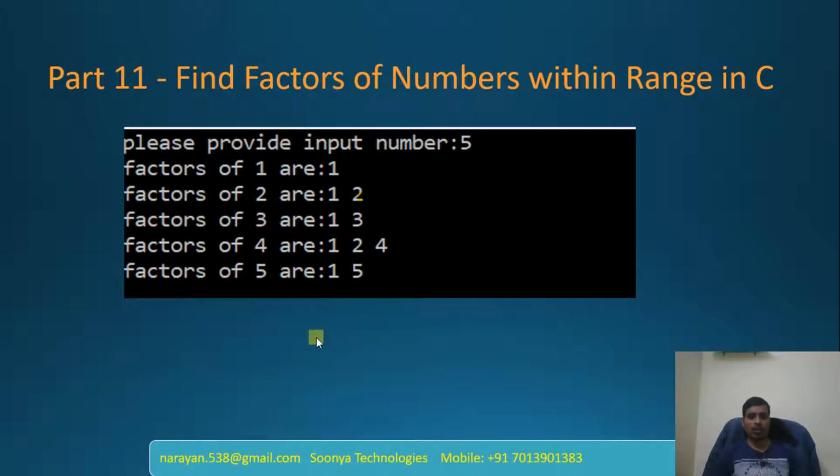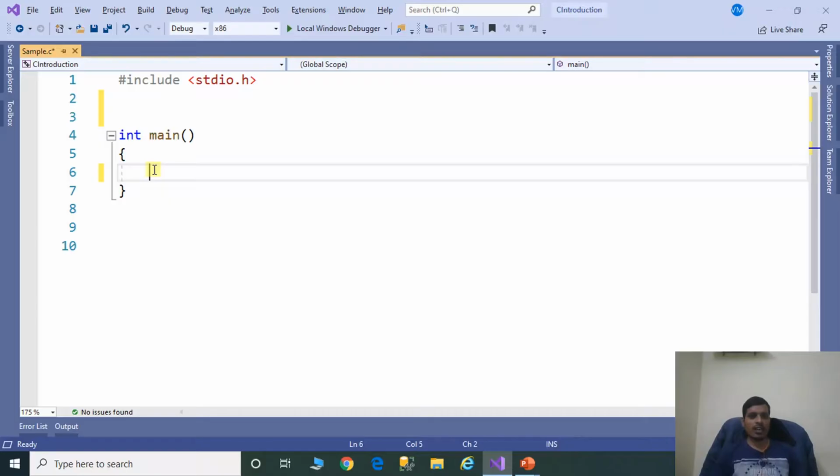Launch Visual Studio and create C application. I already created a C application. Here we have main method. Main method is an entry point for an execution. First step is declare variable to store input value, int input.